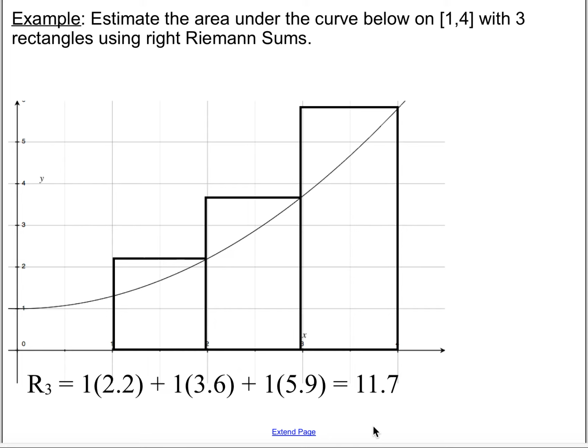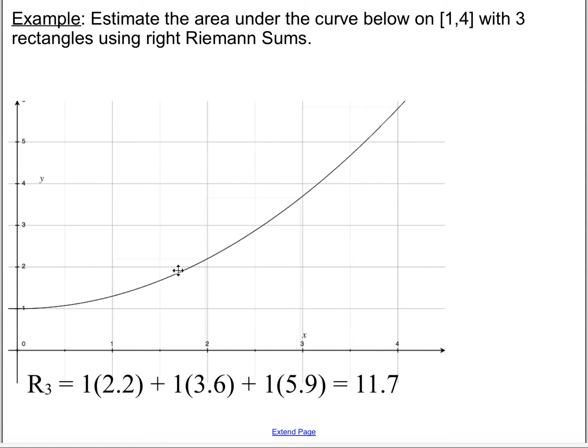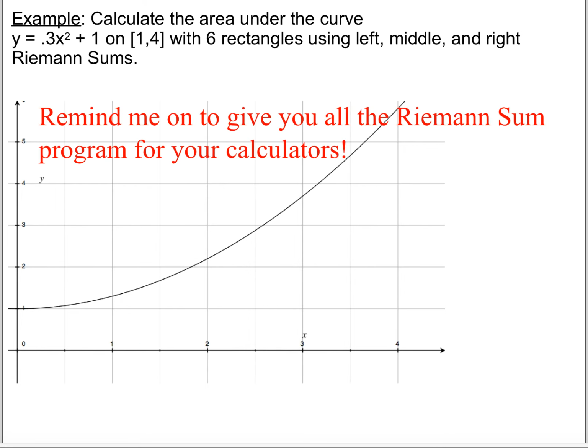Because this was an increasing function, you'll notice that my estimates from left, middle, and right went from 7.3 to 9.1 to 11.7. And this would be an overestimate of the area under the curve.